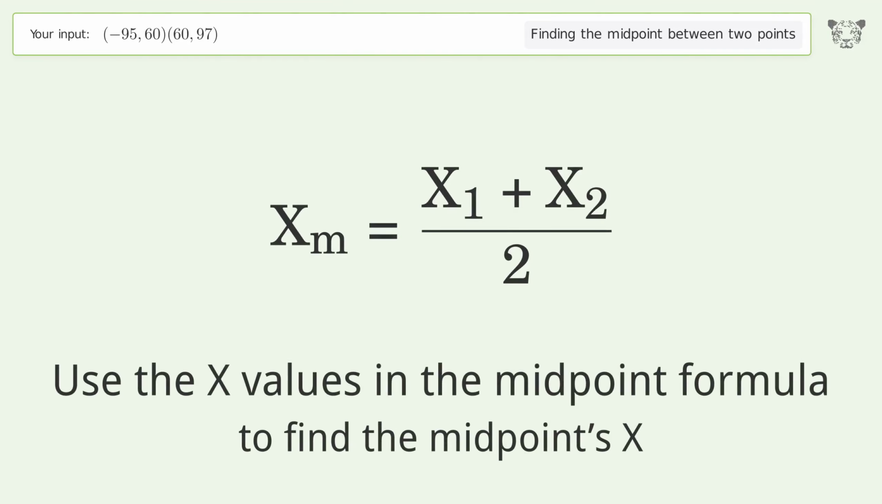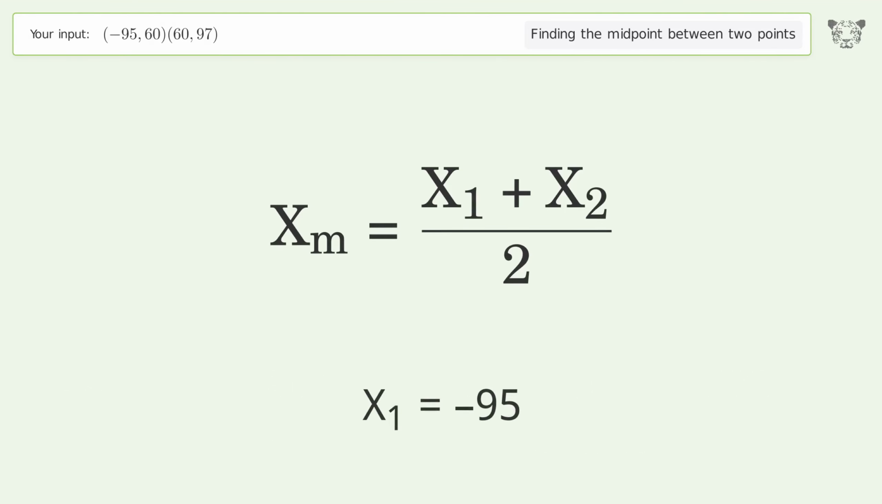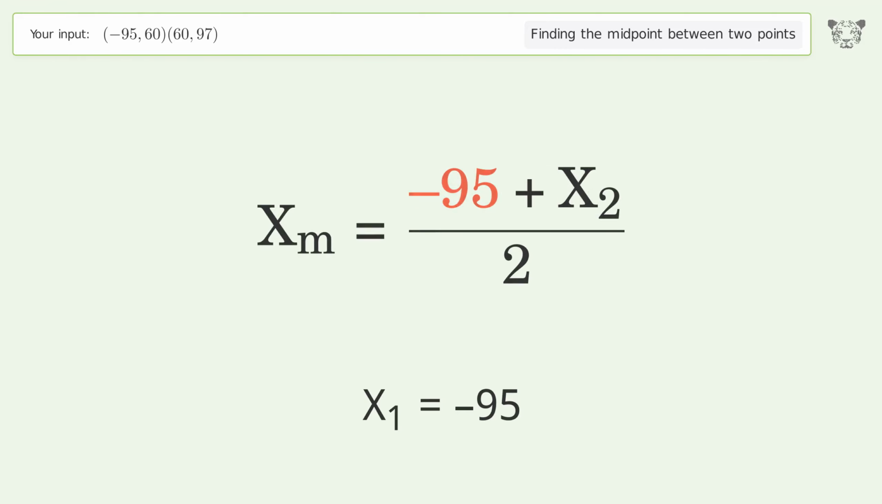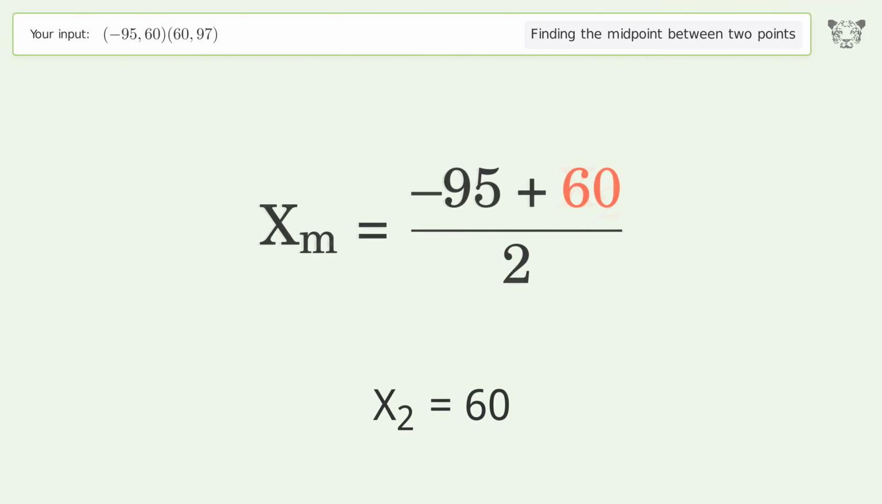Use the x values in the midpoint formula to find the midpoint's x. x1 equals negative 95. x2 equals 60. Simplify the arithmetic.